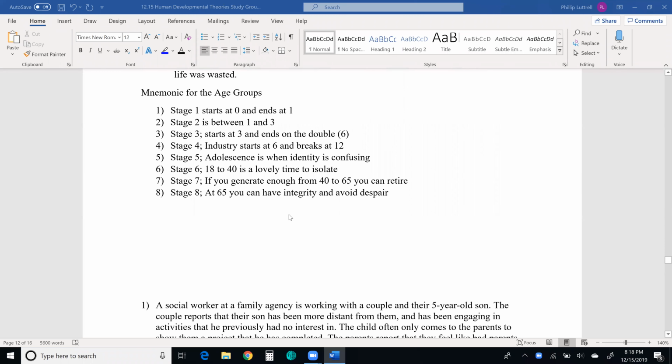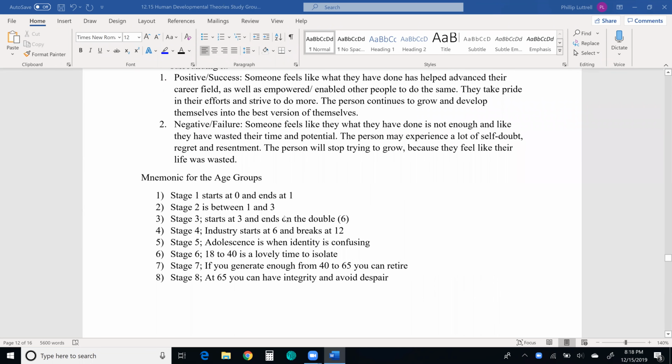So, mnemonics for the age groups to remember. Stage 1 starts at 0 and ends at 1. Stage 2 is between 1 and 3 because it ends at 3. And stage 3 starts at 3 and ends on the double, so it's 3 to 6. Stage 4, industry, starts at 6 and breaks at 12 because it's 6 to 12. Stage 5, adolescence, is when identity is confusing. So that is 12 to 18.